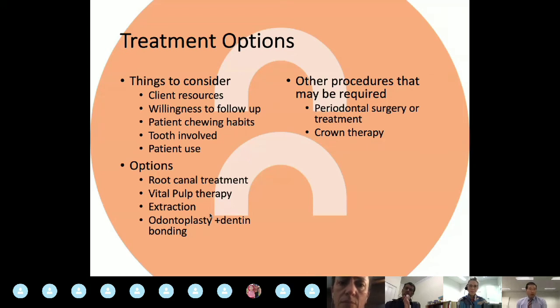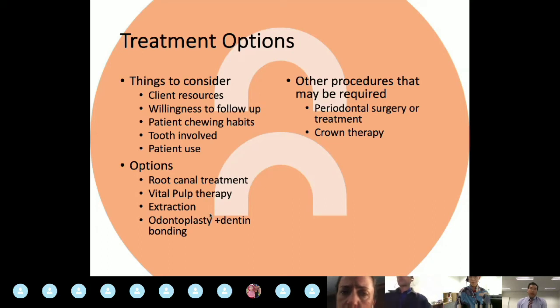What are the patient's chewing habits? Is it a really destructive dog? Is it likely to refracture that tooth? What is the tooth involved? Is it an important tooth? If it's not an important tooth, does the patient have a specific function, such as an agility dog that requires a lot of catching, or a show dog that pretty much needs full dentition? All of these are things that we should consider carefully when we're recommending and presenting treatment options.